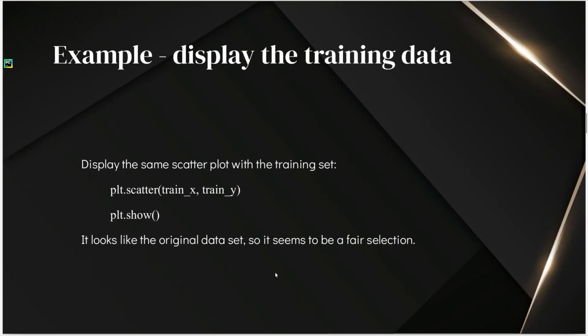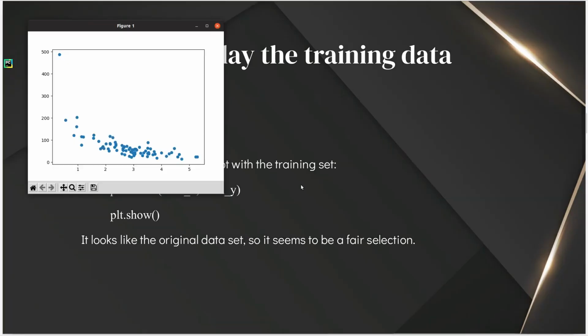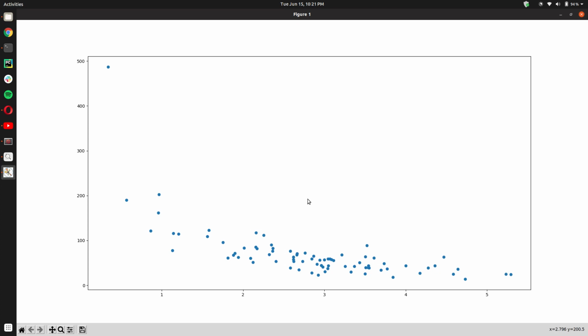And then we create a scatter plot using the training dataset just to see whether it looks like the original dataset. If it looks like the original dataset, then we can say that yes, this is a successful split. And as you can see, it looks pretty much like the original scatter plot that we just saw.